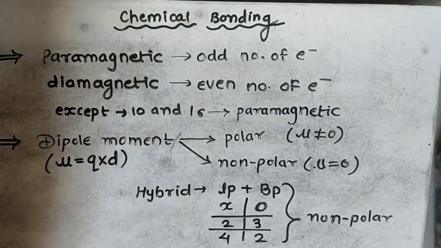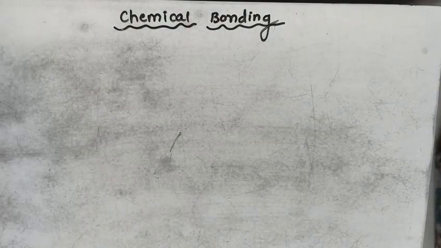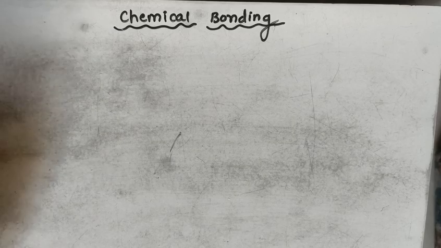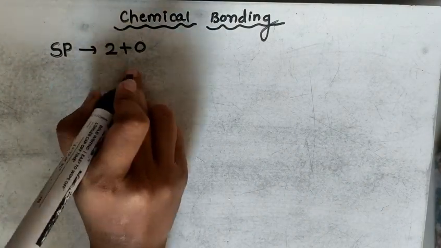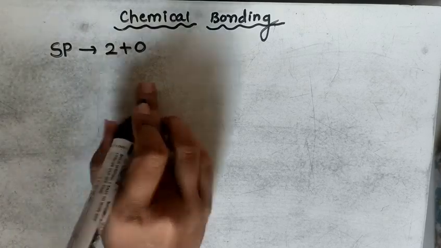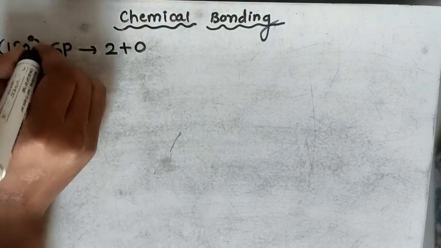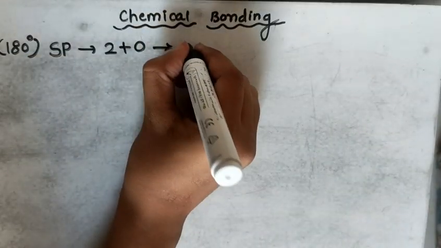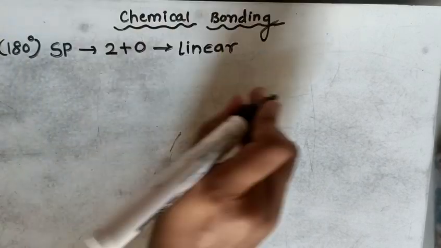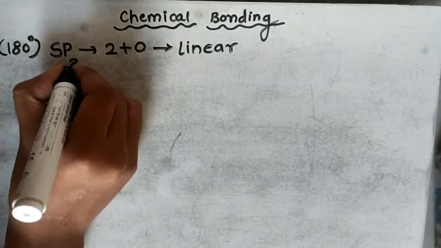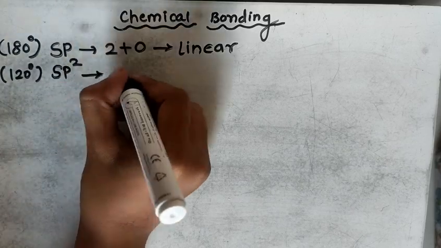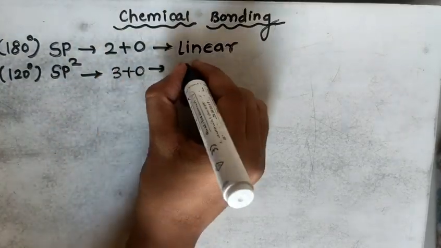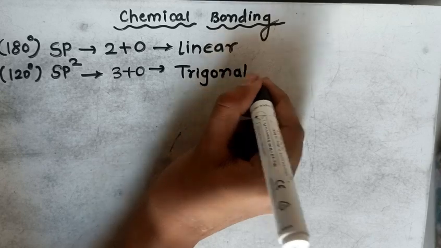Let us learn now how to find out the geometry and the shape. For sp, we have 2 plus 0. Here this 2 is the lone pair and 0 is the bond pair. So for sp, we have a bond angle of 180 degrees, and this is the linear shape it will have. Next is sp2. Here the angle is 120 degrees. Combination is 3 plus 0. That is the trigonal planar shape.